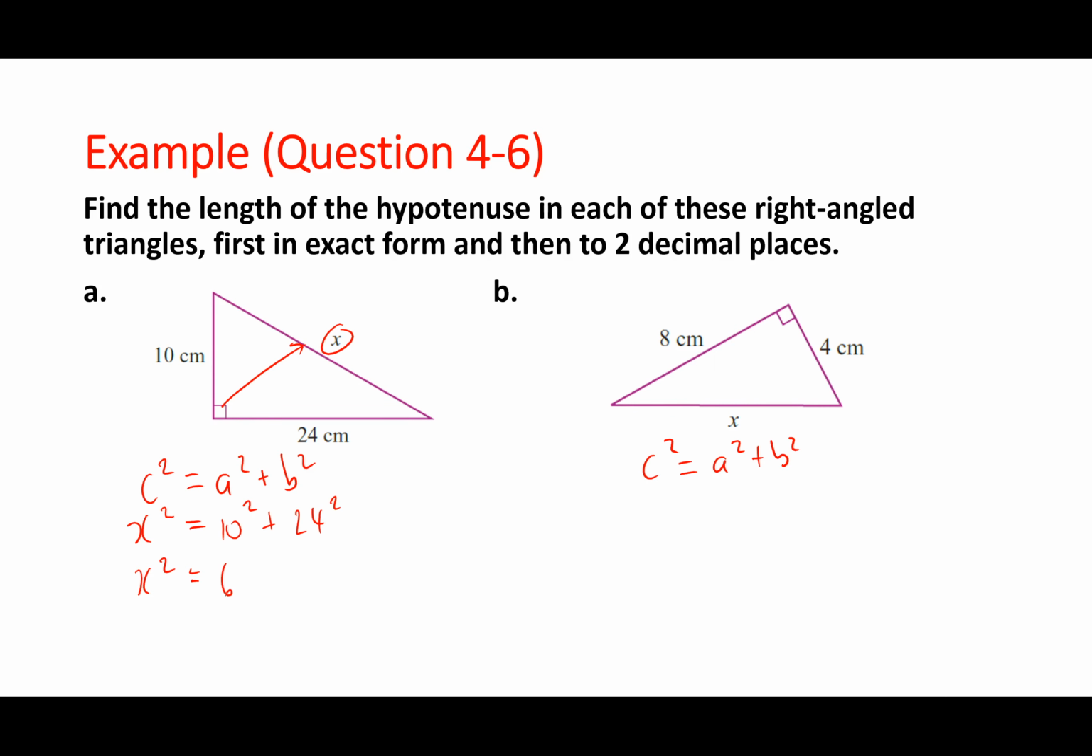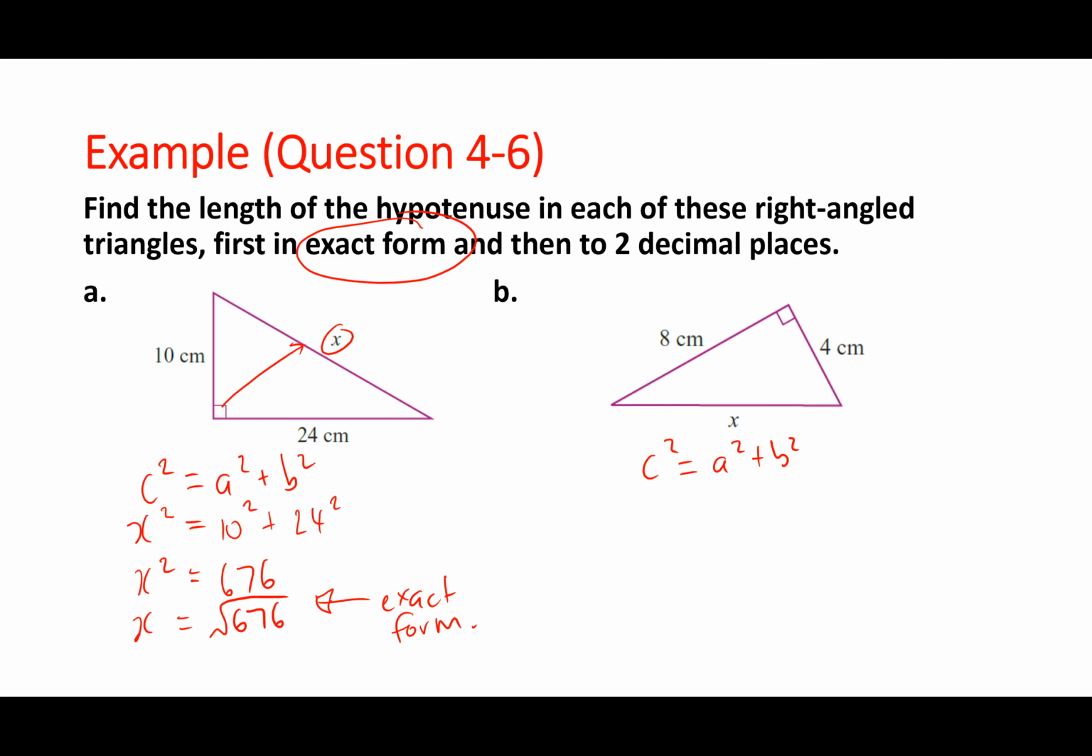It's 676. Now, to get the x by itself, I need to do the opposite of squaring, which as we remember is the square root. So x is equal to the square root of 676. Now, this here is the exact form. When we leave it as a surd, that is the exact form.